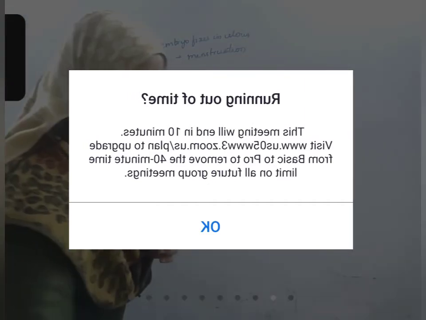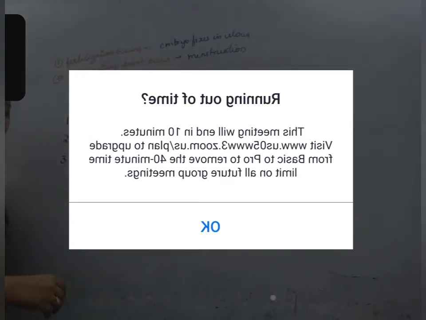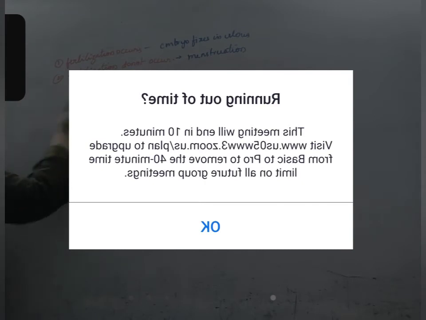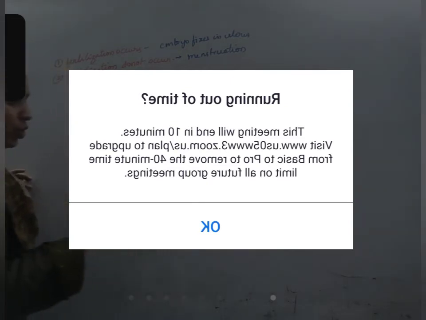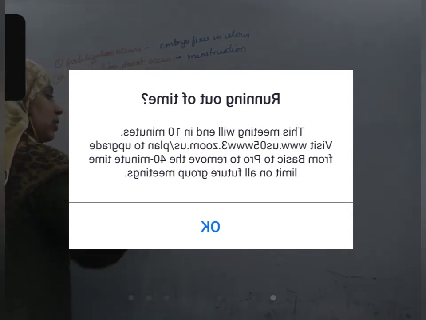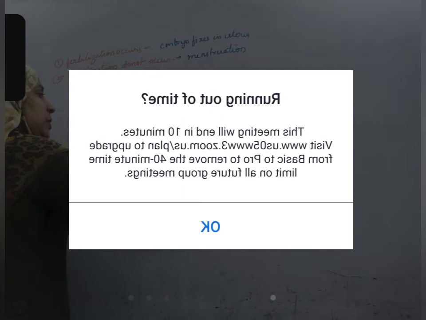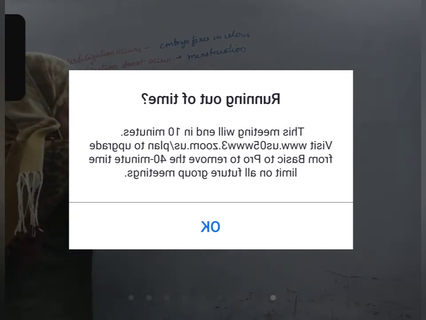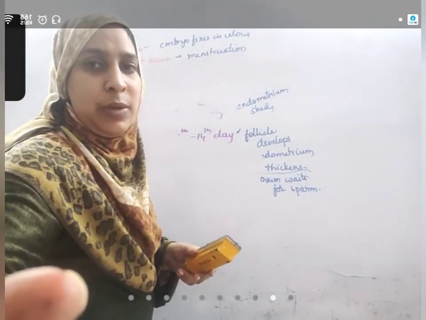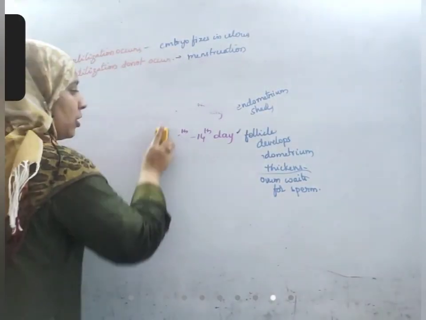Now let us understand the changes in hormones. What are the hormones that are related with the menstrual cycle and pregnancy? There are two hormones that are secreted by the ovary, and two hormones that are secreted by the pituitary gland. The pituitary gland is present in the lower part of the brain.